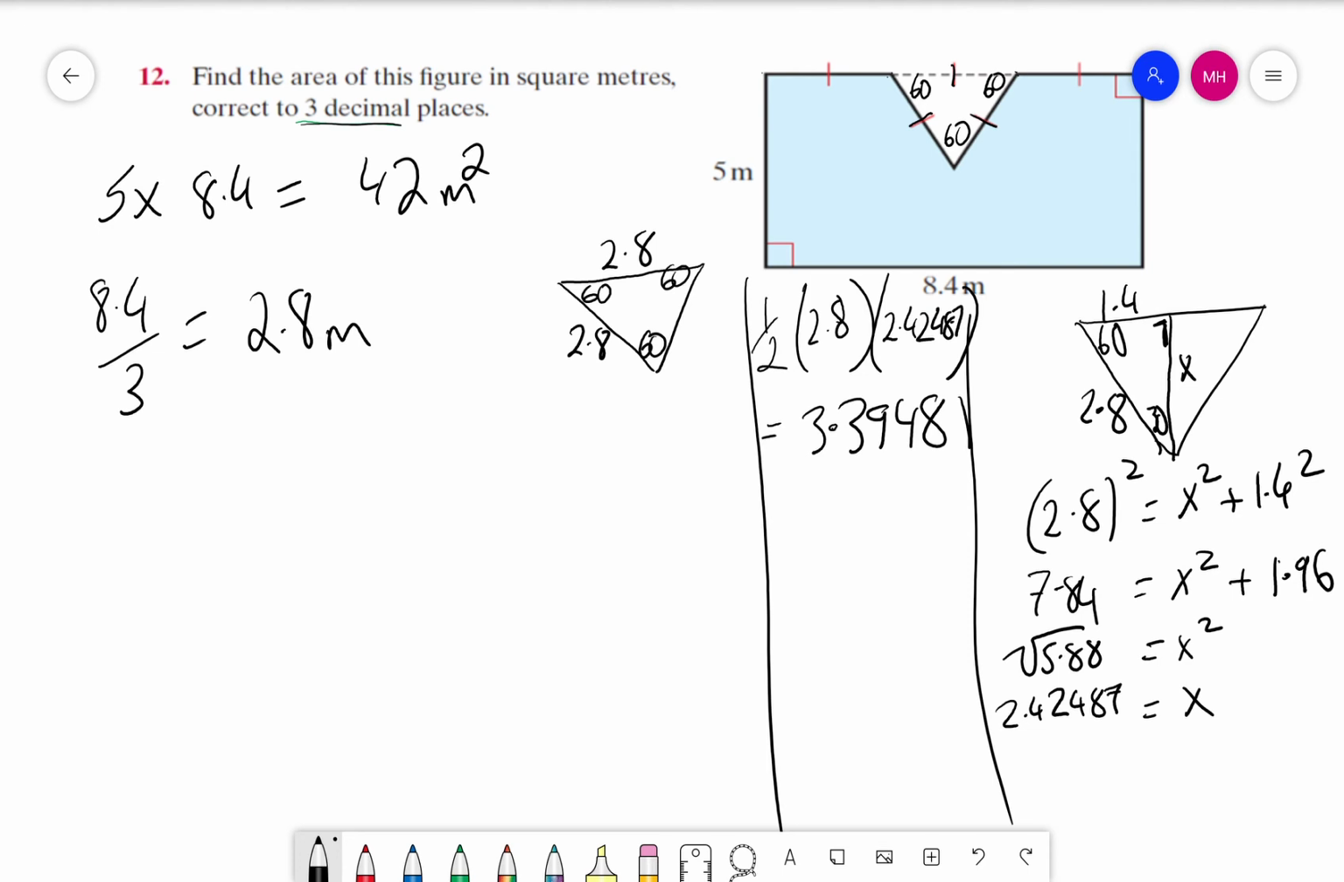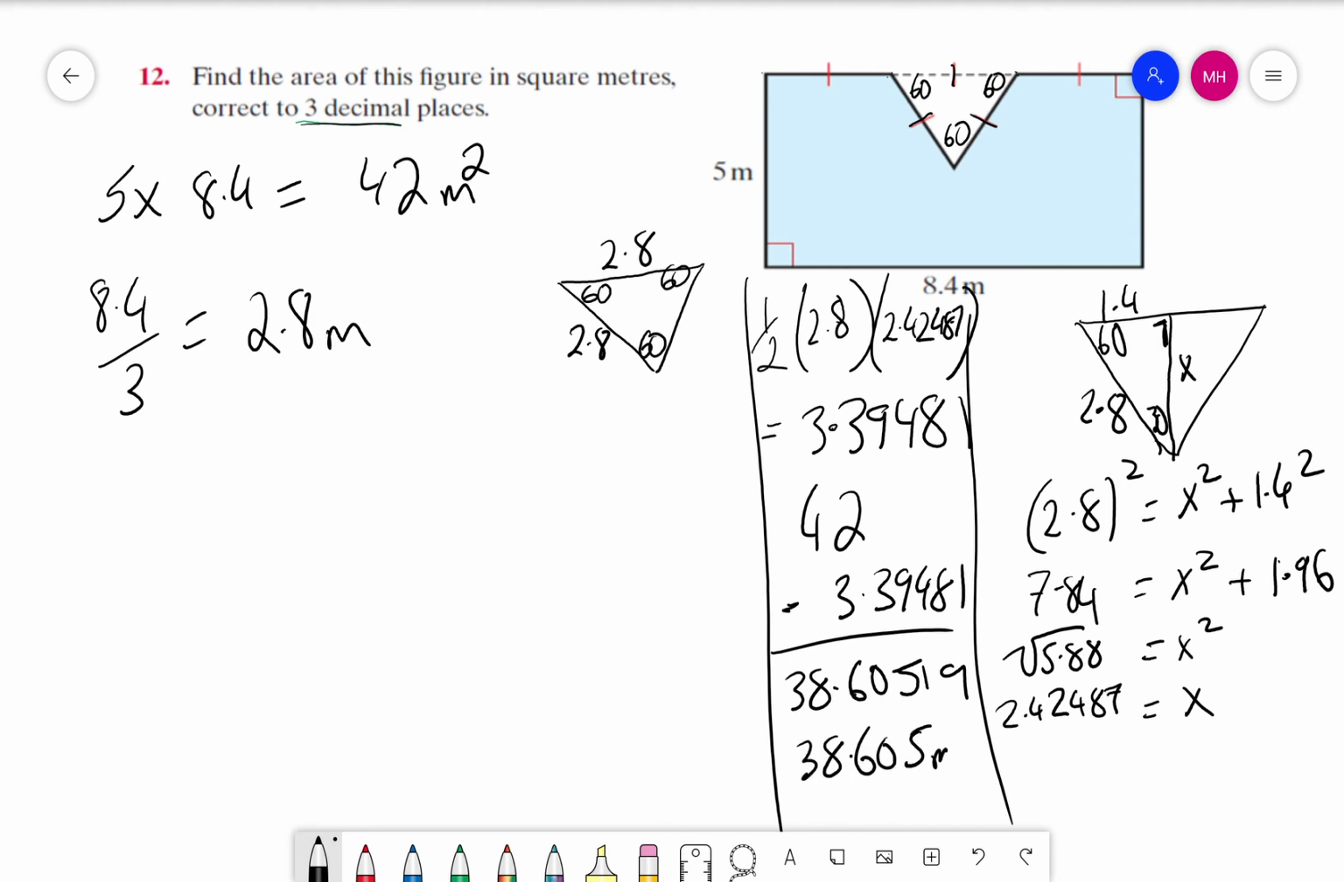So you're getting your 42 meters and you're taking that away from it. And you should be getting an answer of 38.60519. Round that to 3 decimal places, you're getting 38.605 meters squared.